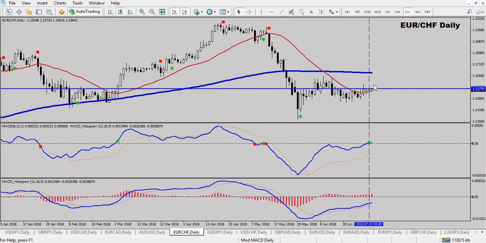Next pair, Euro Swiss franc. This morning, new buy signal, higher risk into that 240 LMA. It's just crept out. The fast MACD's just crept over the zero level. The standard MACD, the histogram's pretty flat, but it's slowly grinding up. I had a green dot back here. We're above the 25 SMA, valid signal. So I've taken the buy this morning on the Euro Swiss franc.